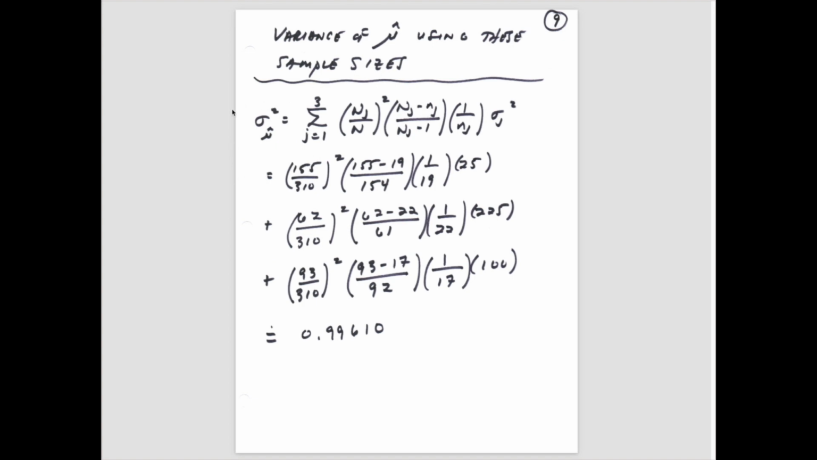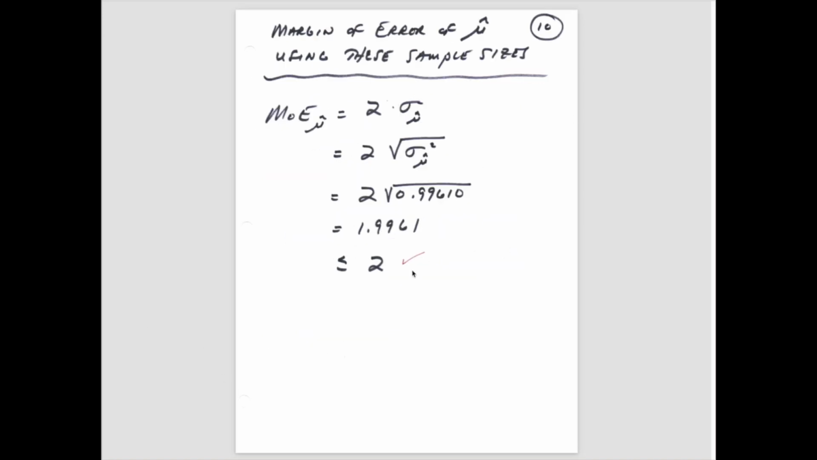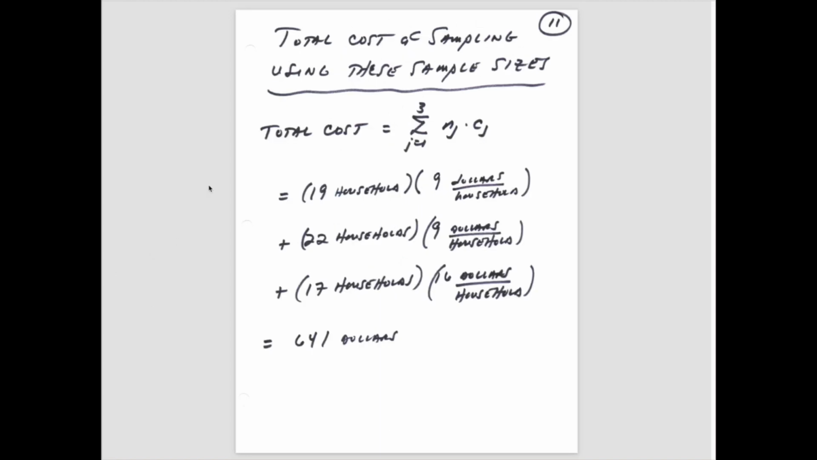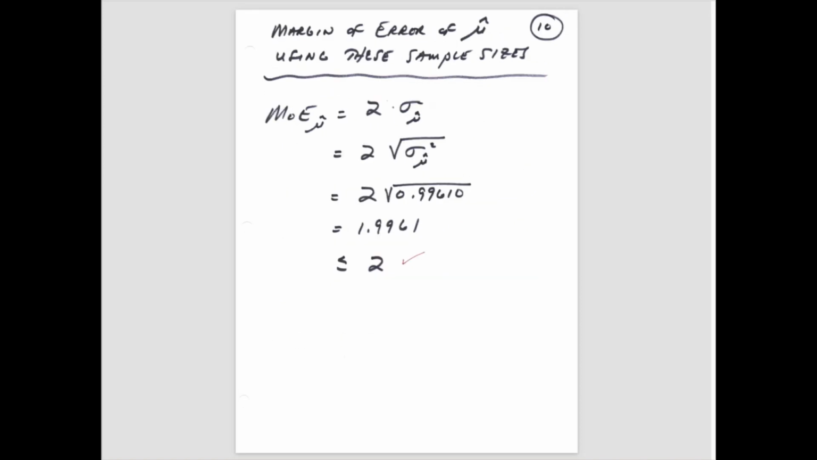And so we see here that when we calculate the variance of mu hat using these sample sizes, we get a variance of 0.99610. Taking the square root of that and multiplying it by 2, we get a margin of error of 1.9961 hours. And so that is less than or equal to the desired 2 hours. Now, let's take that and look at the total cost of sampling using these sample sizes. All right, so we've verified that the margin of error is no more than what we had specified.